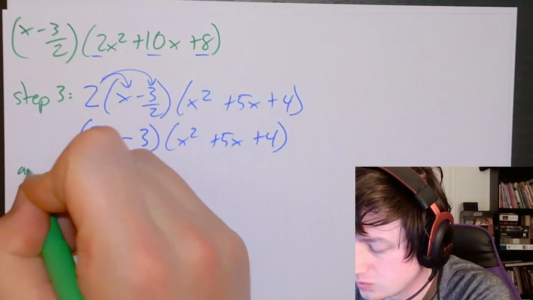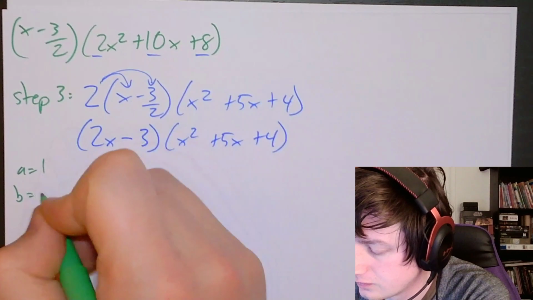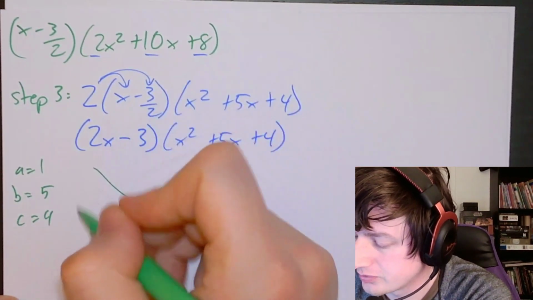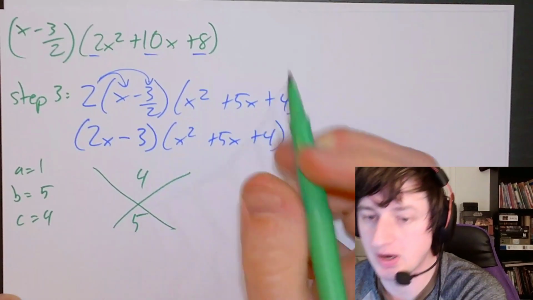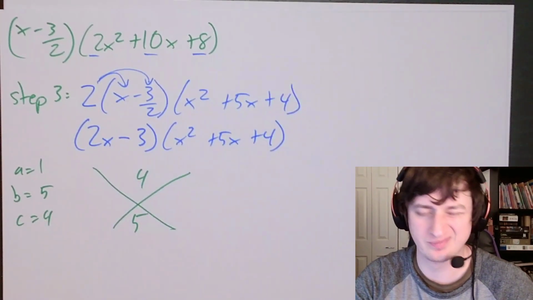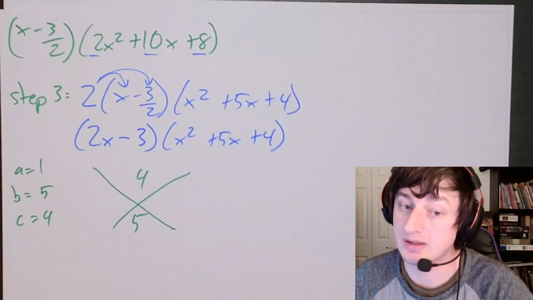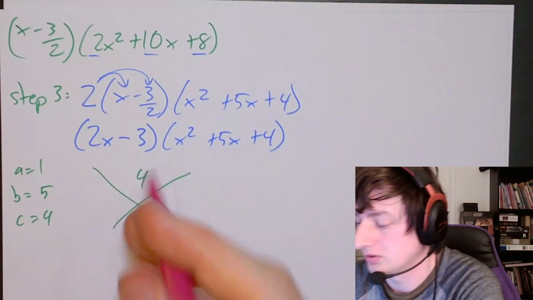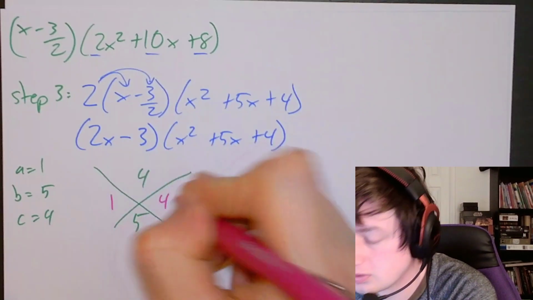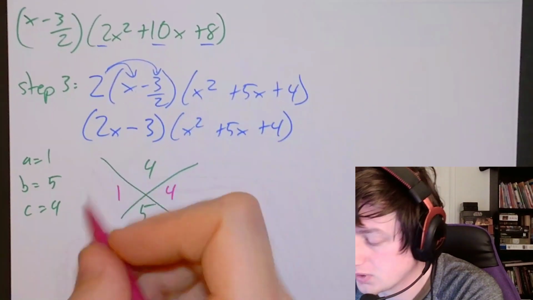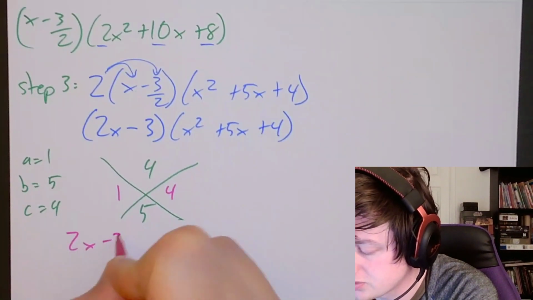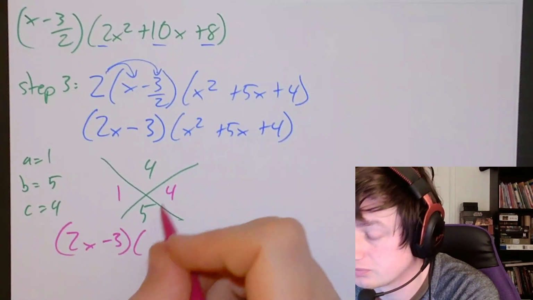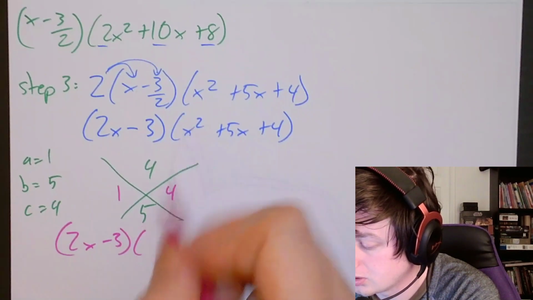So A is 1, B is 5, C is 4. Numbers that multiply to make 4, add to make 5. Well, don't forget, because it's not 2 and 2, those don't add to make 5. Don't forget that 1 times 4 makes 4. And so our answer is 2x minus 3. Well, our factored polynomial. We haven't found the solutions yet.